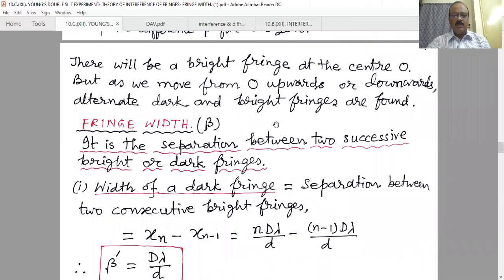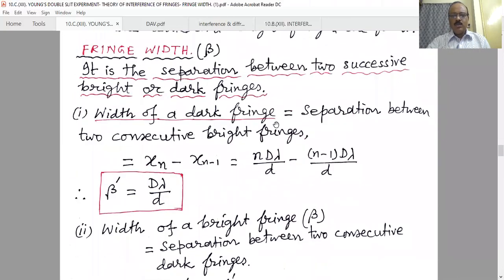These will be equal. That means the fringe width for both the bright and dark fringes will be equal. When you are asked to find the width of the dark fringe, we have to find the separation between two successive bright fringes, that means maxima.